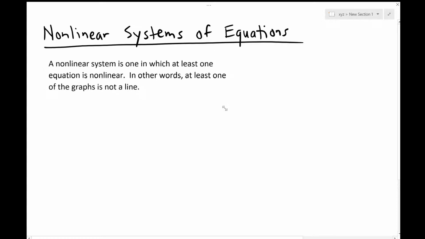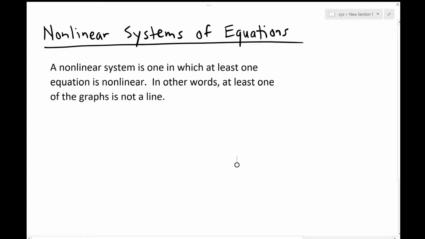We say that a nonlinear system is just a system of equations in which at least one of the equations is nonlinear. What that means is that at least one of the equations that we have, if we were to look at the graphs, would not be a straight line. So we may see examples involving parabolas, circles, hyperbolas, the different conic sections that we've already discussed, because their graphs, of course, are not lines. But we could still have at least one line in our system.